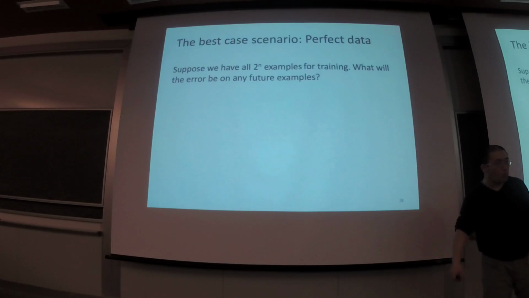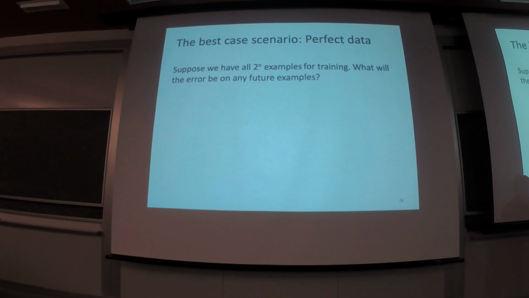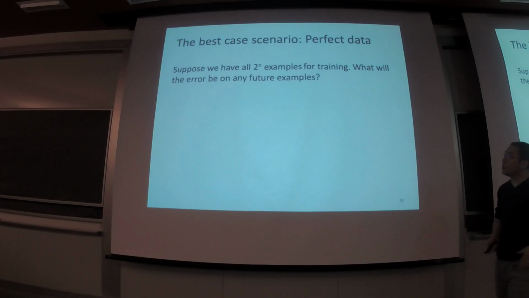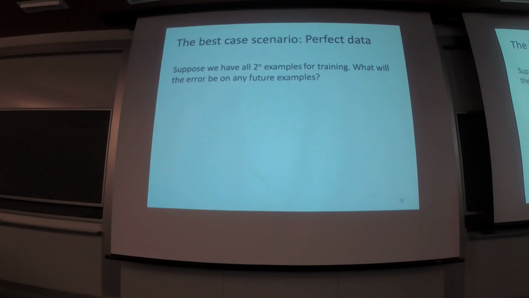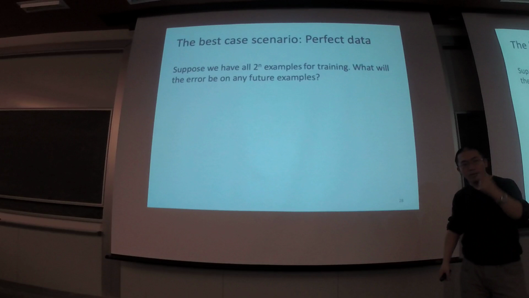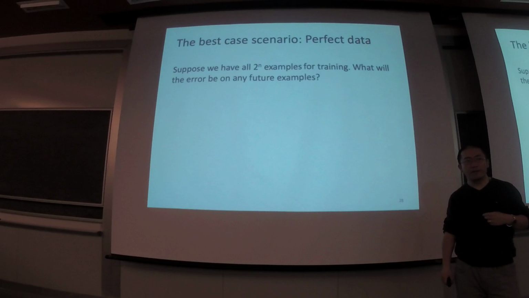Now suppose we extend to the general case, an n-feature first-bit Boolean function, and suppose we have all 2 to the n examples for training. What will be the error for any future test examples? So first, we need to be aware. We have n features. Then how many examples at most will we have in the whole instance space? How many?